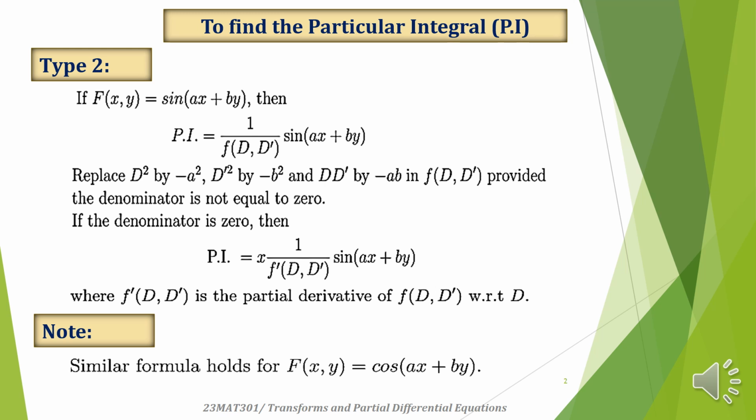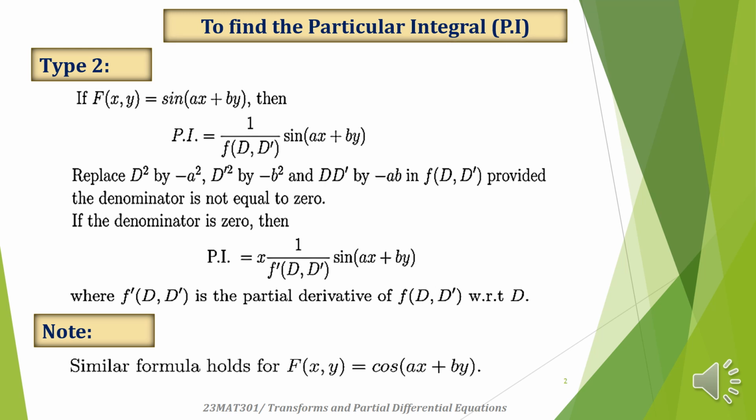So the particular integral is of the form d square minus d dash something. What you have to do is, if there is d square, substitute minus a square value there. Minus a square value, not minus a the whole square. If the value of a is equal to 2, then in place of d square you substitute minus a square, so a square is 4, minus a square is minus 4. Instead of d dash square you substitute minus b square, and instead of d d dash you substitute minus ab. If the denominator is not equal to 0, you can substitute it like that.